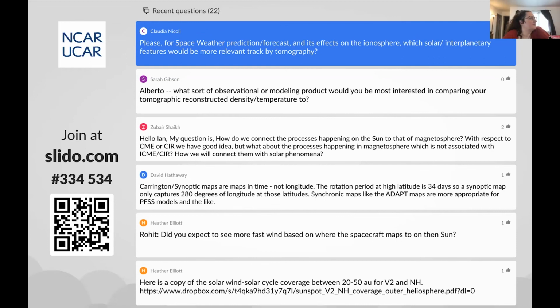Are you talking about tomography in the solar wind or tomography in the ionosphere? No, not the ionosphere, but the source from the solar wind. The idea is to use all these techniques to know which is the most important feature observed in solar wind or coronal holes for space weather prediction and forecast. Okay. Do we have any takers from the previous speakers?